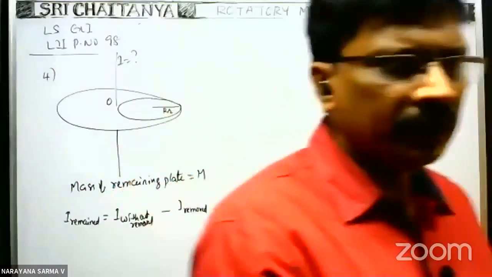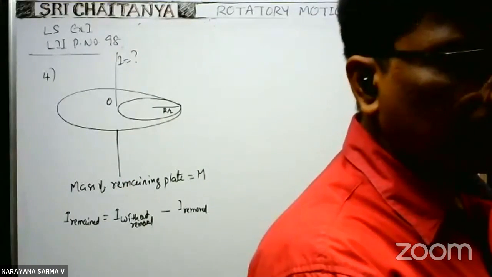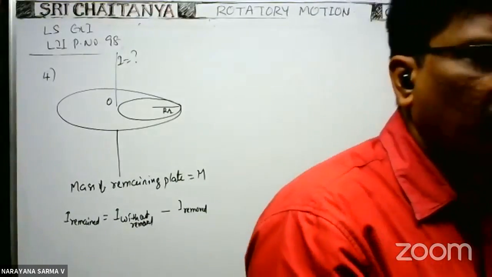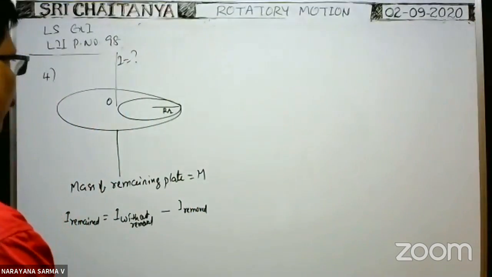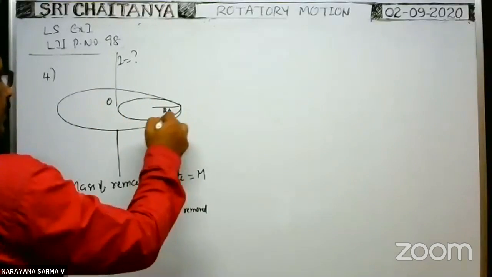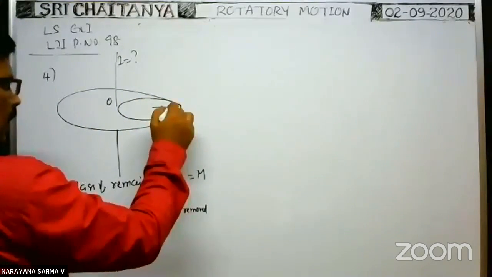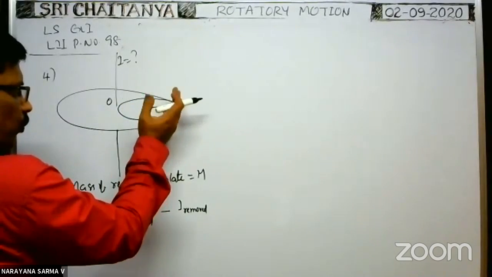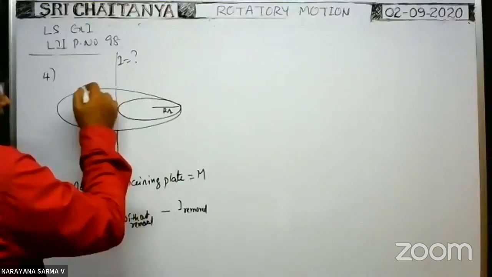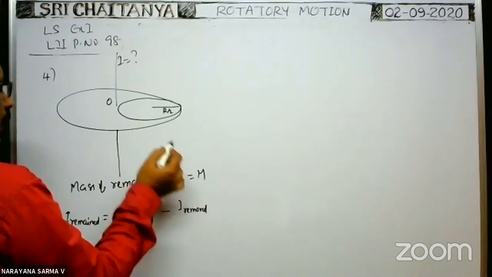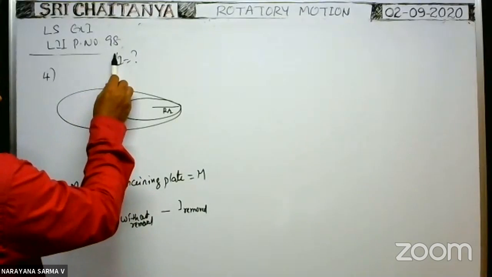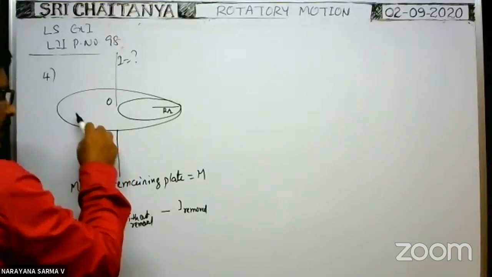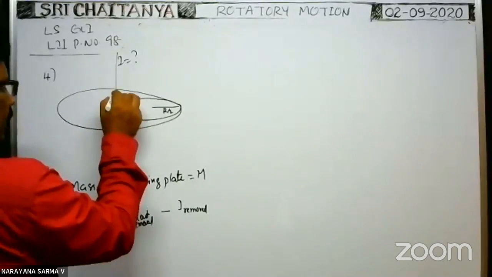Okay. So here you see, in fourth problem, we are given one circular disc of radius capital R, from which a small circular disc of radius r/2 is removed from the edge. The remaining part of the disc is having mass m. Then what is the moment of inertia of the remaining part about the axis passing through center O perpendicular to the plane of the disc, perpendicular plane of the plate. About this axis, they asked the moment of inertia.